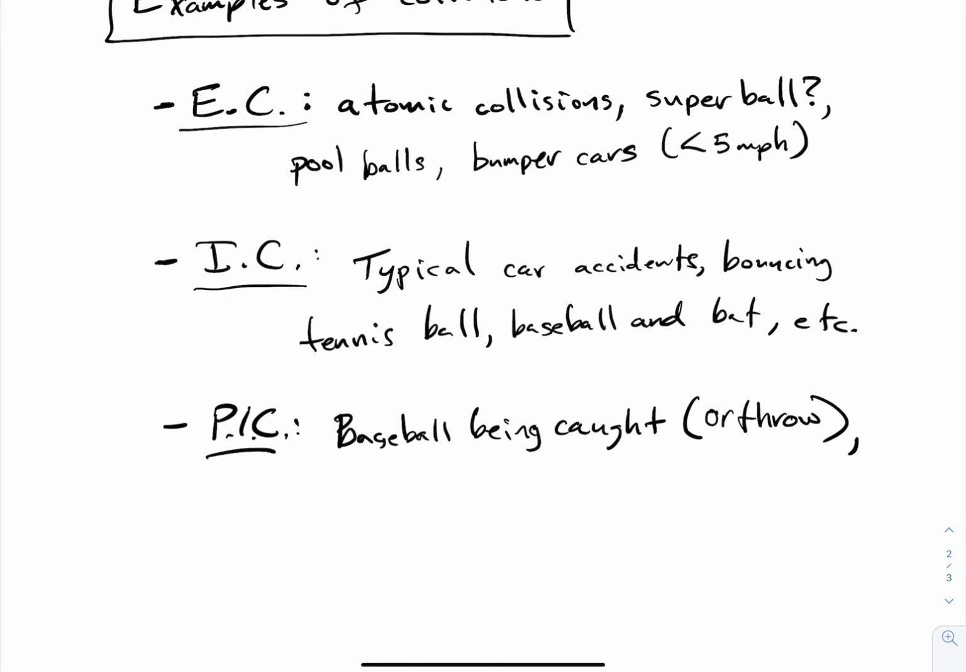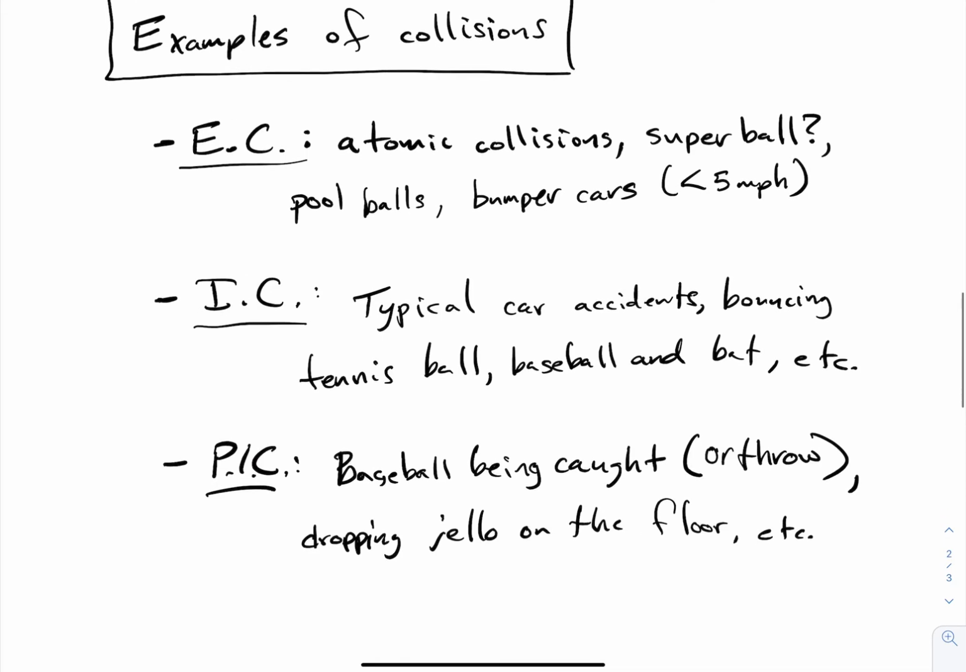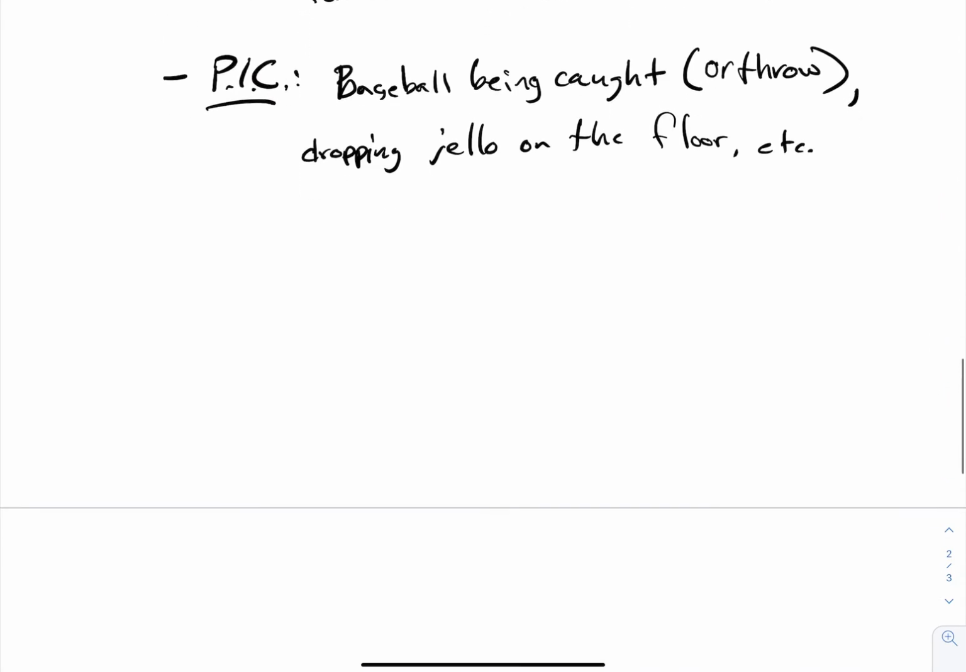If you drop something on the floor and it sticks to the floor, so we'll say dropping Jello on the floor, I don't know, etc. Anytime two things stick together. If a car collision occurs and the cars stick together after the collision, then that would be considered a perfectly inelastic collision. So those are some examples of the three different types of collisions that I've outlined.